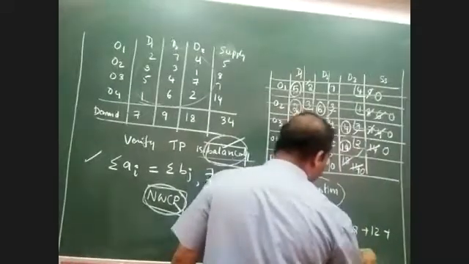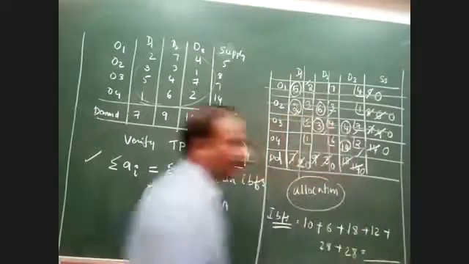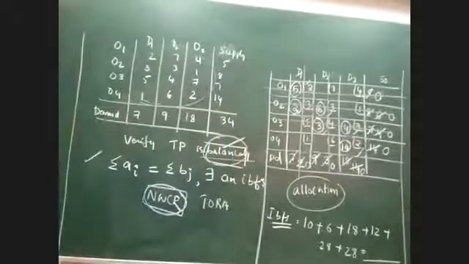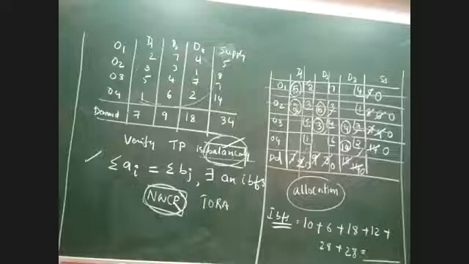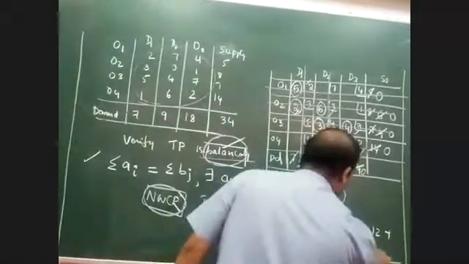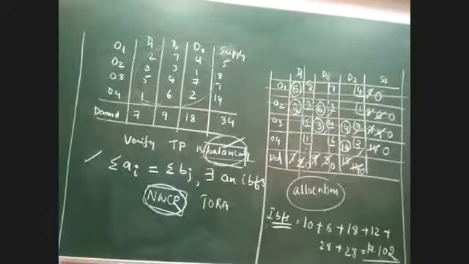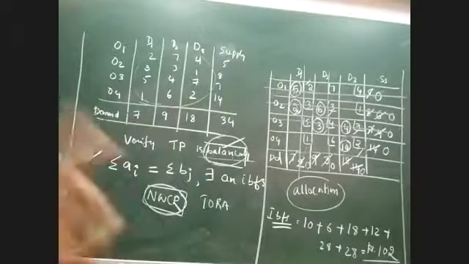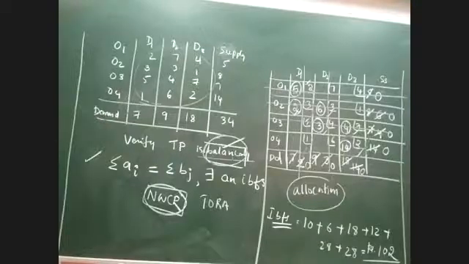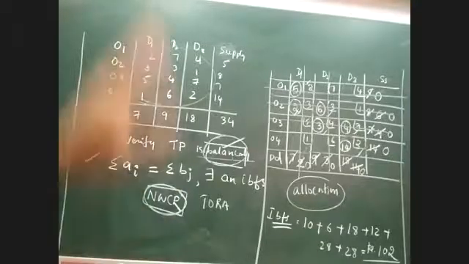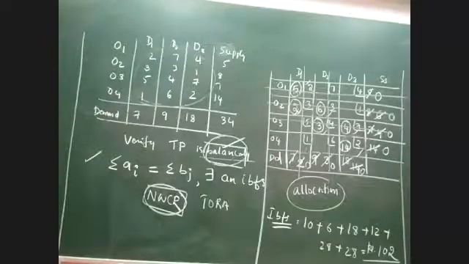When you multiply and add, that is your final answer. Can you please add and tell me the answer now, everyone? Add all these values. 102, sir. Very good. So rupees 102 will be the answer. This will be asked in the exam for 5 marks. Very simple question. So the initial basic feasible solution or the transportation cost for this problem is 102 rupees.